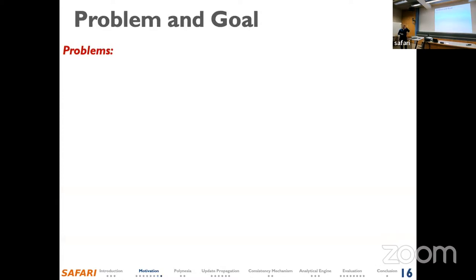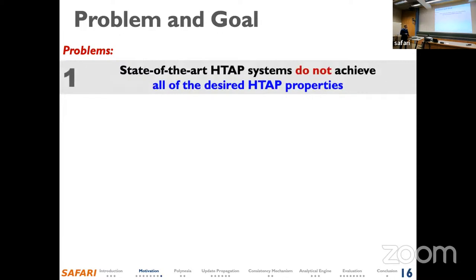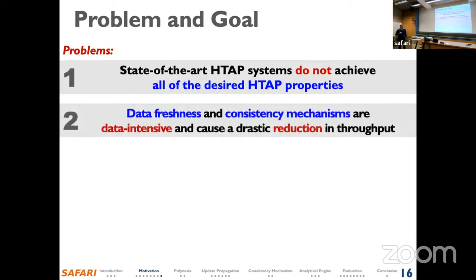So overall, to summarize the problems that we just studied: state-of-the-art systems do not achieve all three desired HTAP properties. Providing data freshness and consistency is quite challenging because both of those mechanisms are quite data intensive and can cause a dramatic reduction in transactional and analytical throughput.